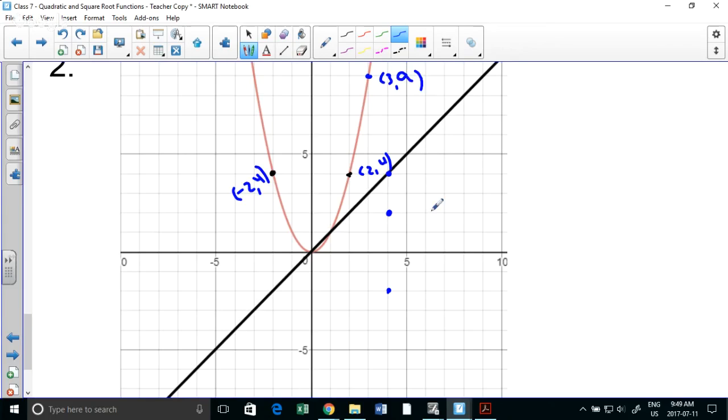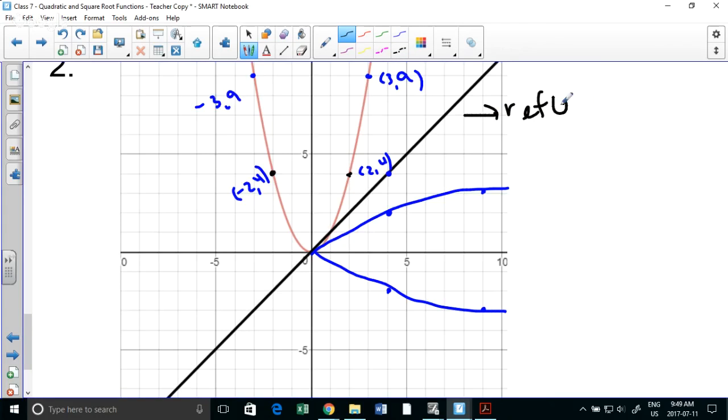This is 3 and 9, so I should have 9 and 3. And same thing here, -3 and 9, 9 and -3. So these ones, 1, 2, 3. And then I can just draw the curve through. So blue and red are inverses of each other and black is the reflection line.